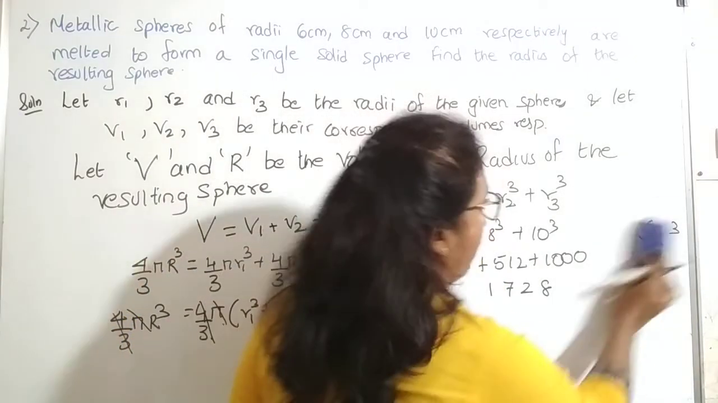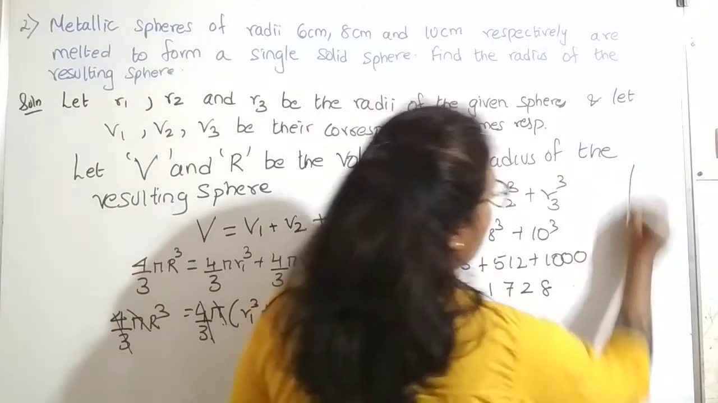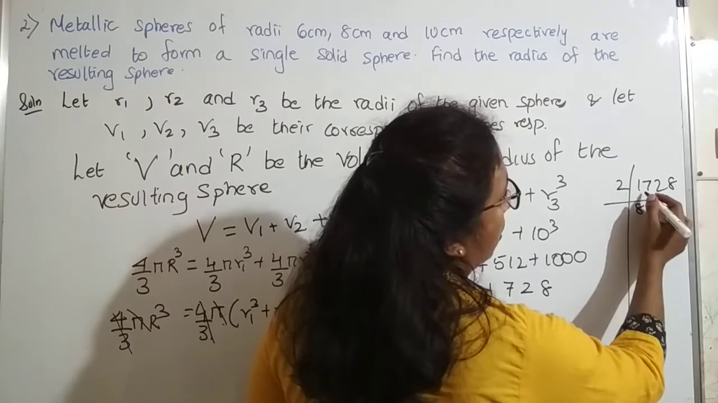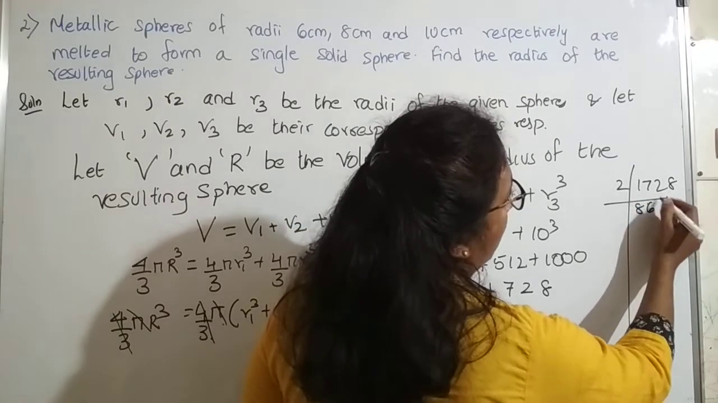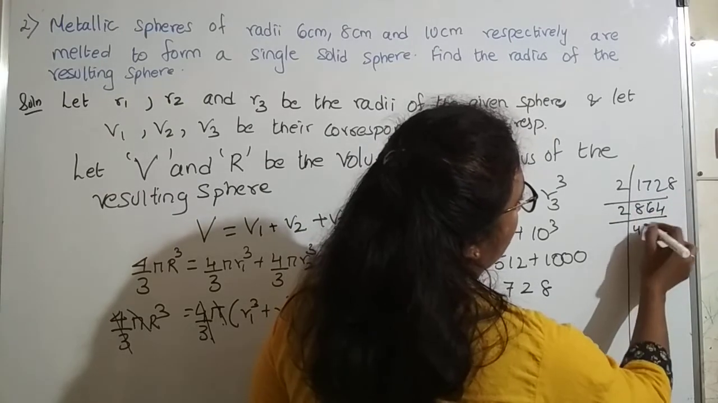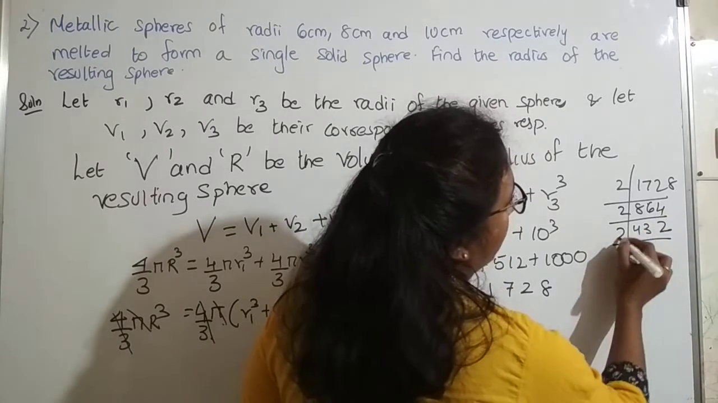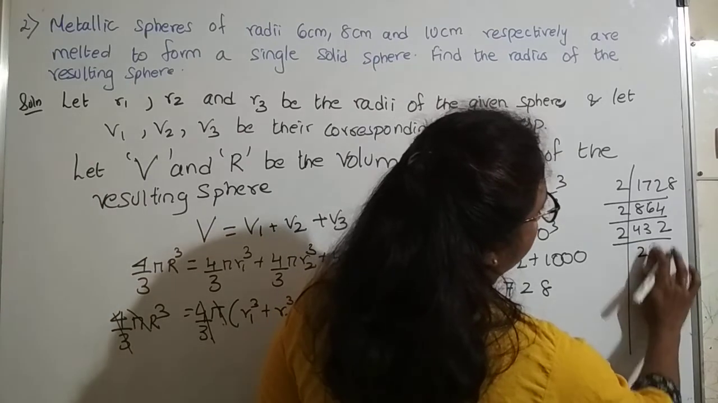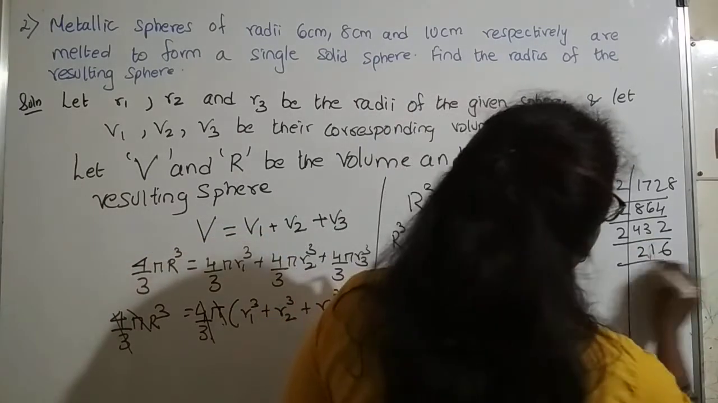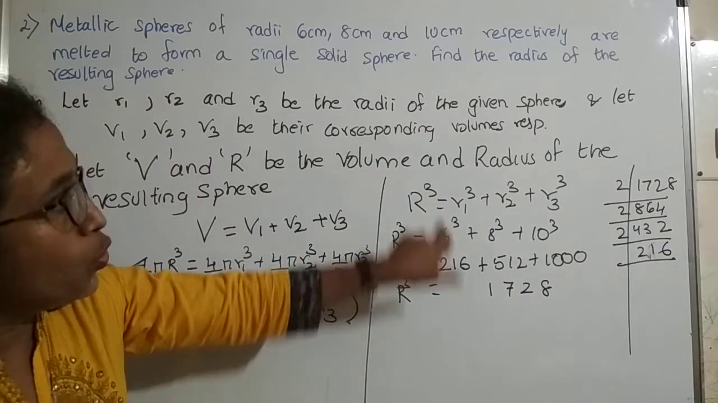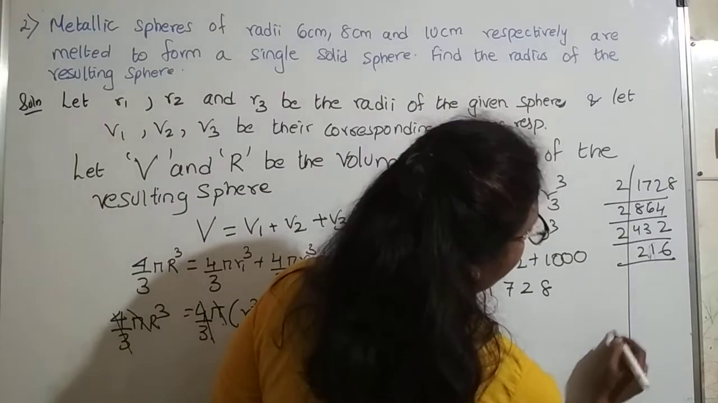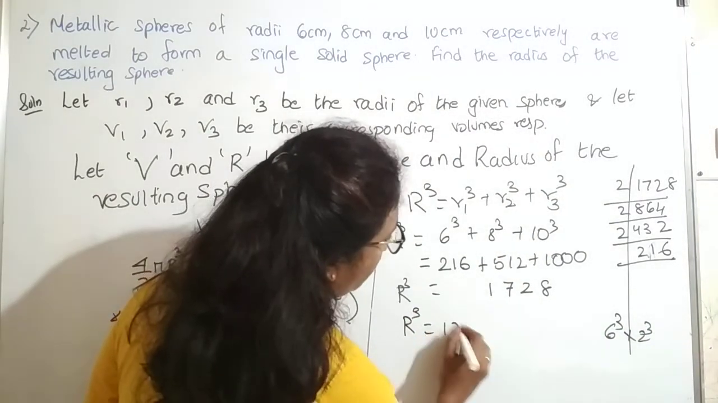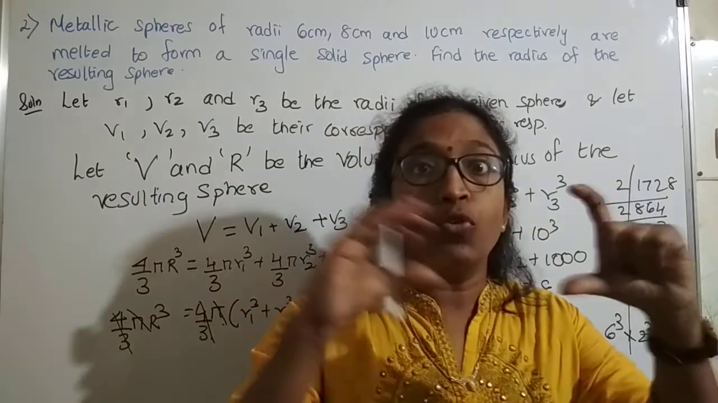Let's find it by the factorization method, if you don't understand. Doing it like this, 1728 factorizes, and the factors group into 6 cube times 2 cube, which is nothing but 12 cube. So I think now you understood how to find the cube root.